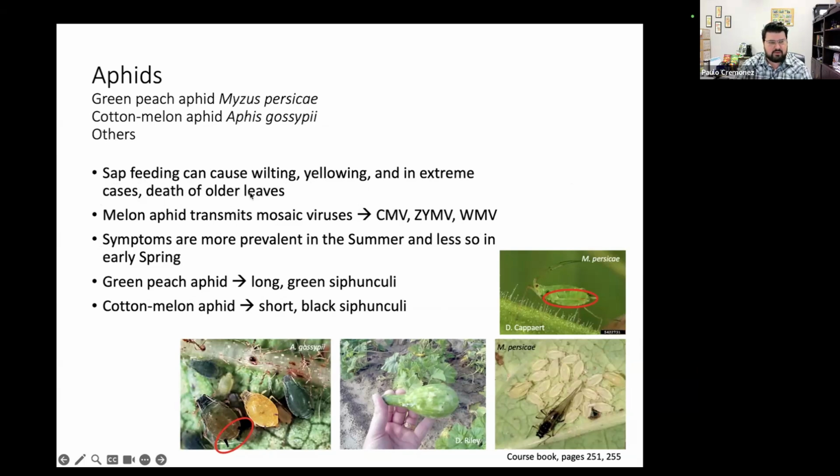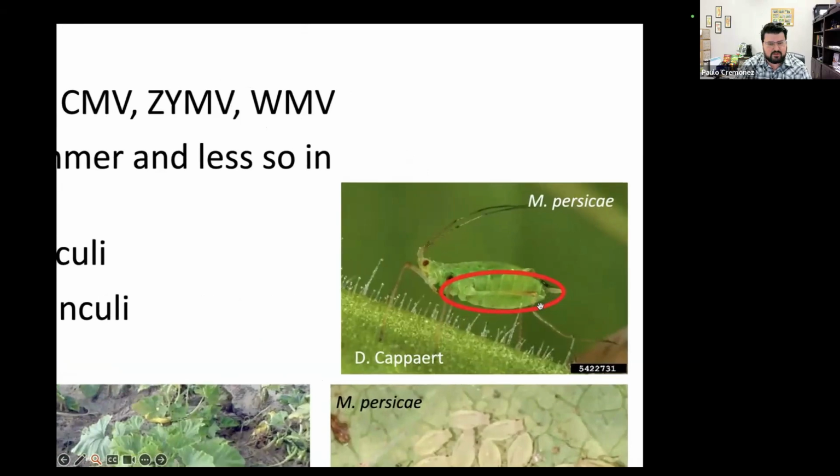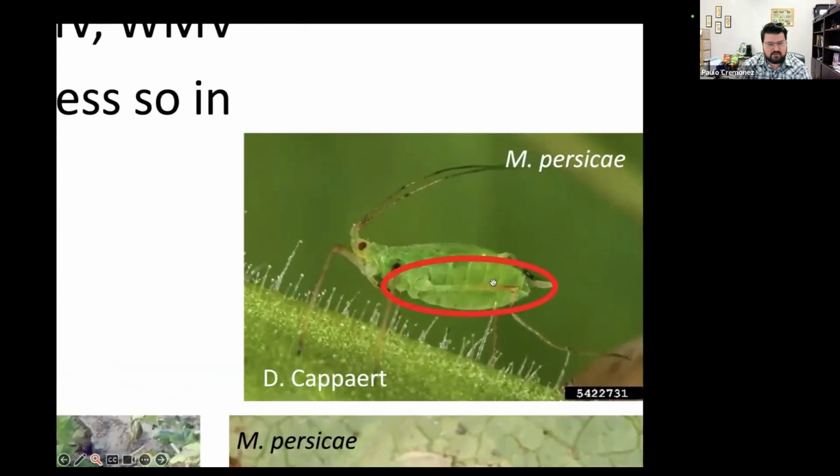Melon aphids transmit mosaic virus, so cucumber mosaic virus, zucchini yellow mosaic virus, and watermelon mosaic virus, which are not desirable. Aphids are more prevalent in summer and less so in the early spring, so they have a peak activity period in the summer. Green peach aphids are long and they have green siphunculi. So basically, this is one characteristic for a correct identification of your species of aphids.